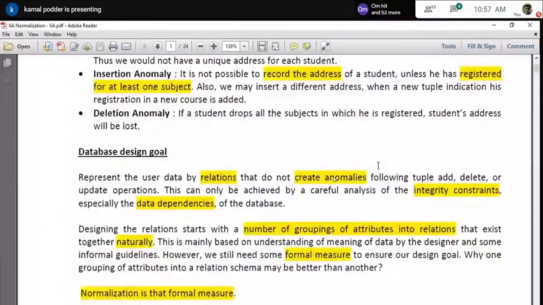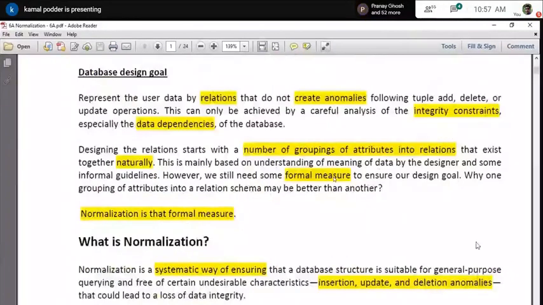So what is the database design goal? Represent the user data by relations that do not create anomaly. That is our design objective. You cannot just design it; there should be some objective for every job. The designer who is designing the database should design the table in such a way that it does not create anomaly when you are doing operations on the data. That is also a very important objective, so we have to fulfill that.